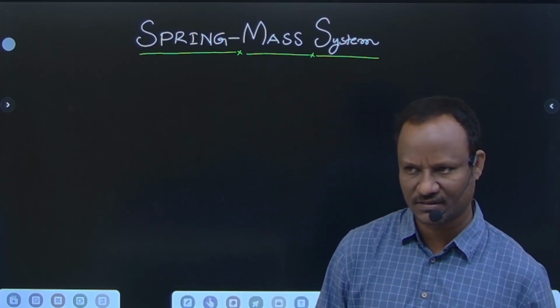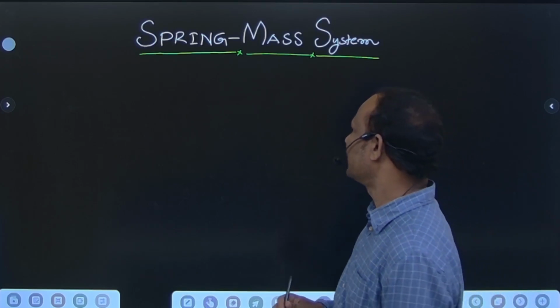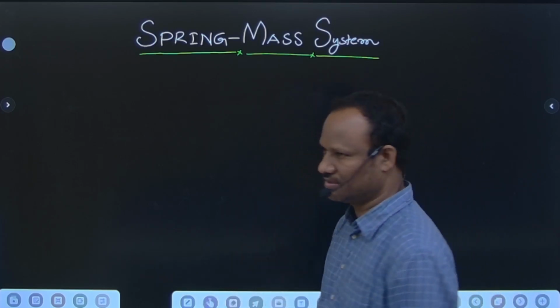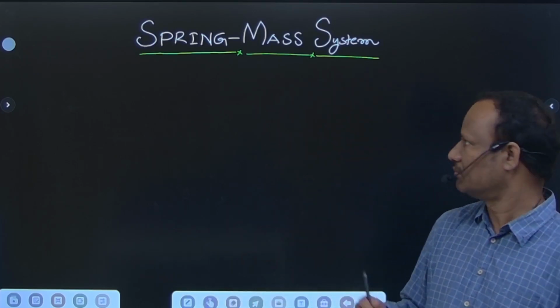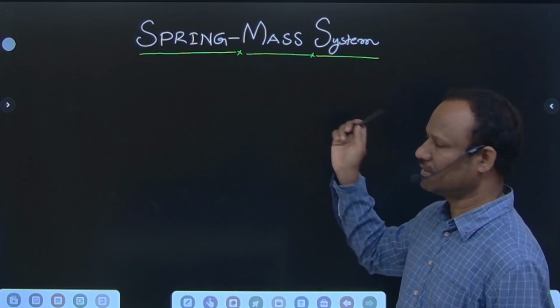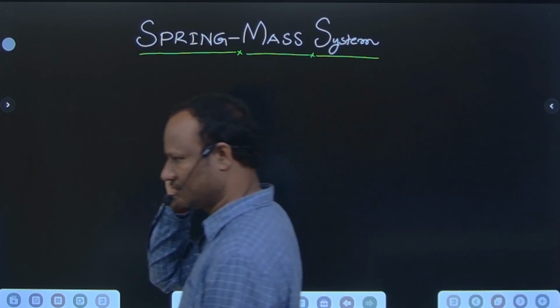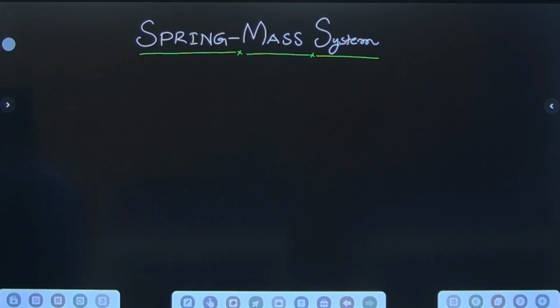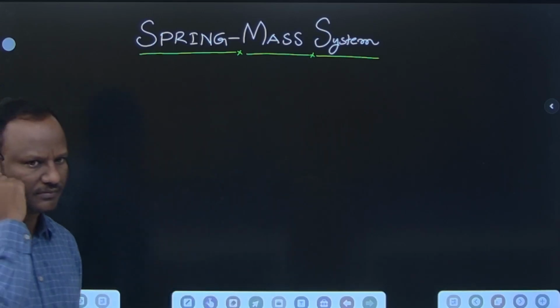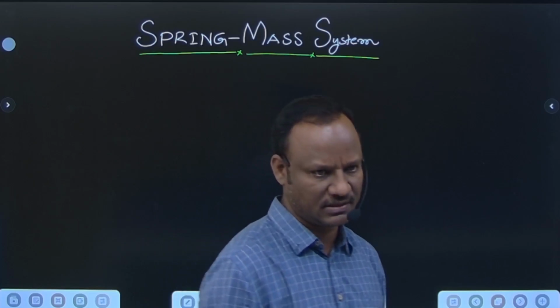Okay, spring's constant. First, in a spring mass system, spring plus mass means an ideal spring. What do you mean by an ideal spring? Ideal means a massless spring.